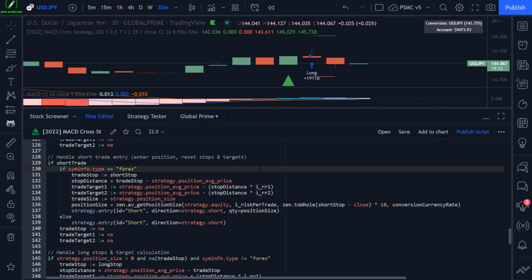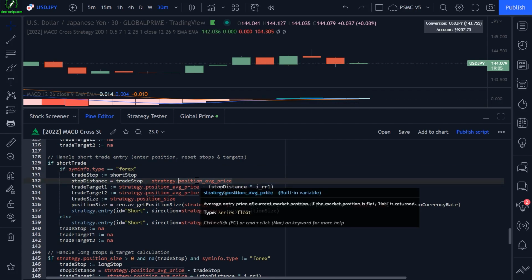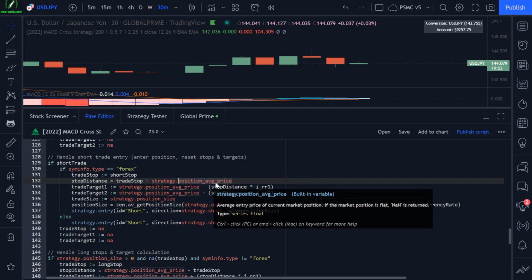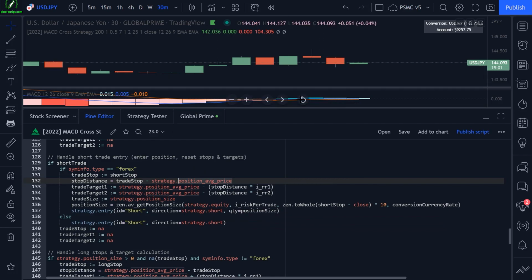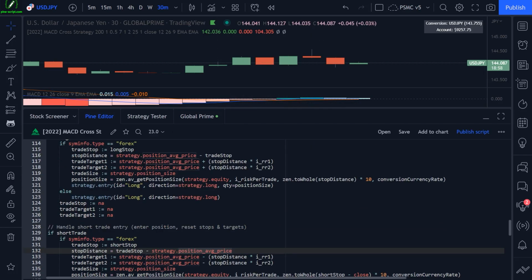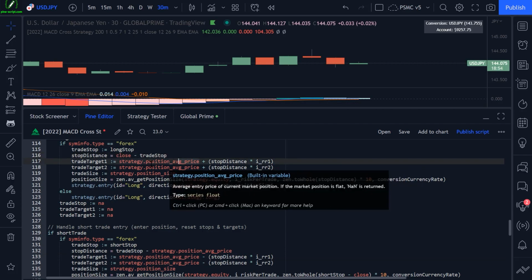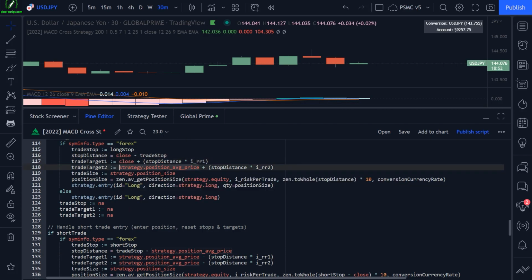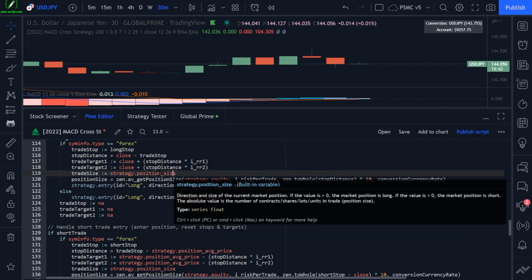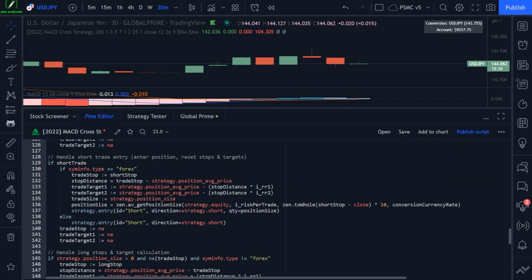Now, if I save this script, let's see if this works. I think it should, in theory. Not quite, because our average position average price is not known until the next bar after we have entered. So what I need to do here is change this to say close. So if I change all of these to say close, and I set this to NA, and this to close, NA.